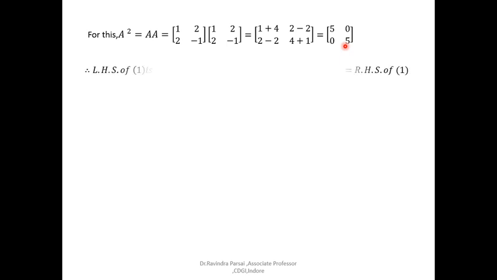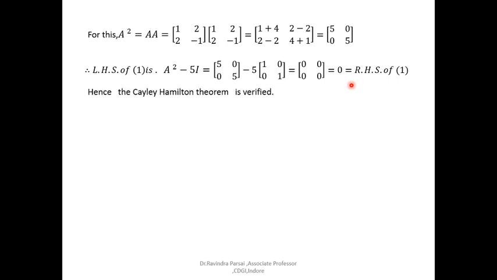Now you are putting in the LHS of equation 1 this value here, A square minus 5I, let us find out. So A square is 5I and I is the unit matrix. Now multiply by 5 and then subtracting this, you will get the 0 matrix. It means you will get the right hand side. That is, the Cayley-Hamilton theorem is verified. Hence proved the Cayley-Hamilton theorem. Now we see its application for this.